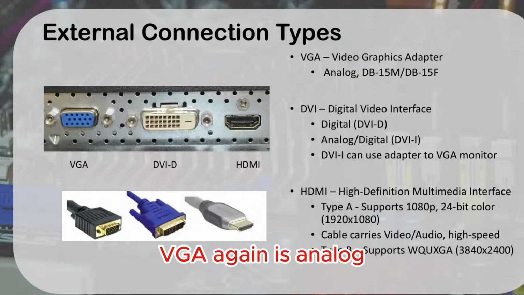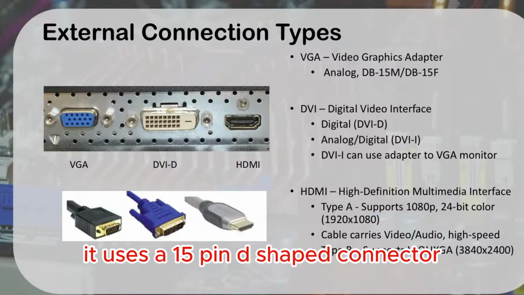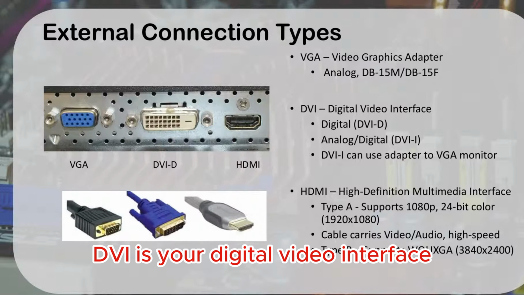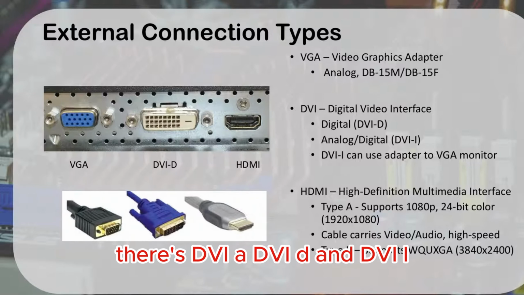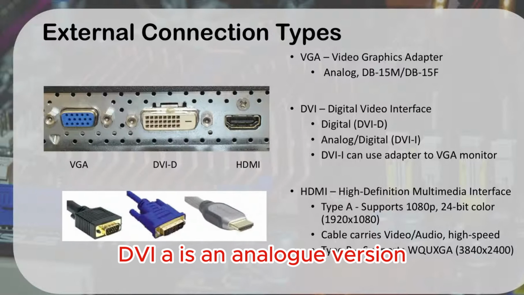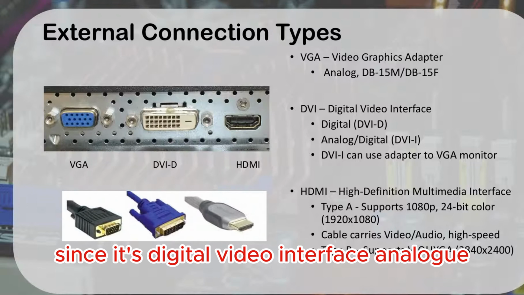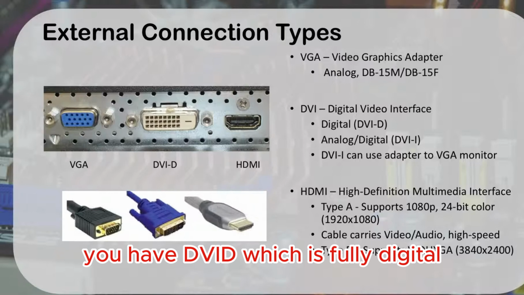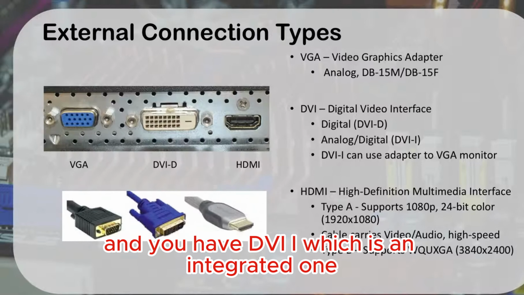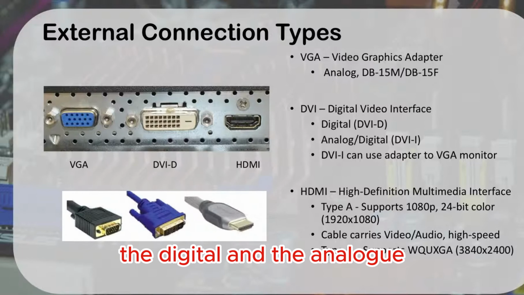VGA, again, is analog. It uses a 15-pin D-shaped connector. DVI is your digital video interface. There are three different types: DVI-A, DVI-D, and DVI-I. DVI-A is an analog version, which doesn't make sense since it's digital video interface analog. It's kind of an oxymoron. You have DVI-D, which is fully digital, which is what's being displayed up here. And you have DVI-I, which is an integrated one, which would support the digital and the analog.